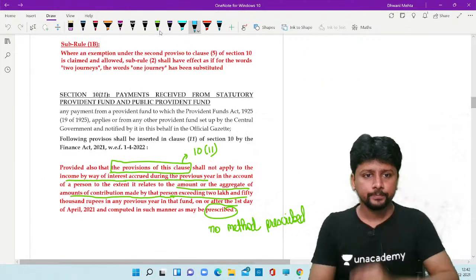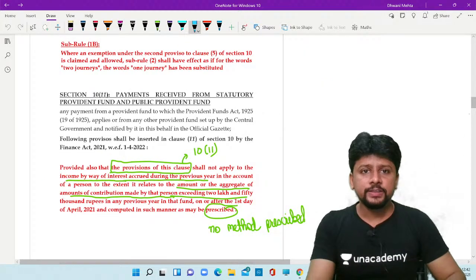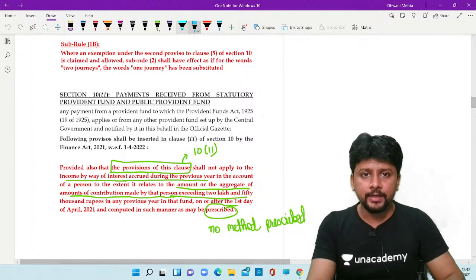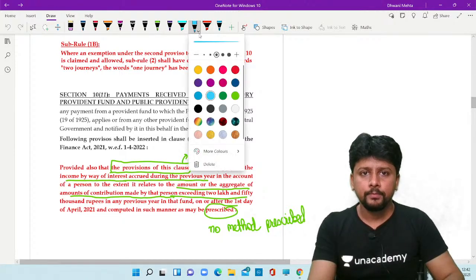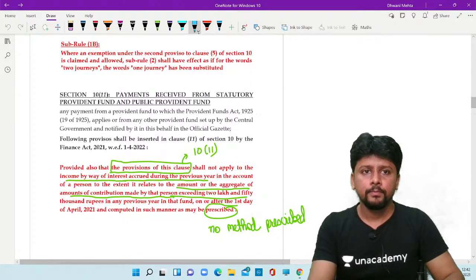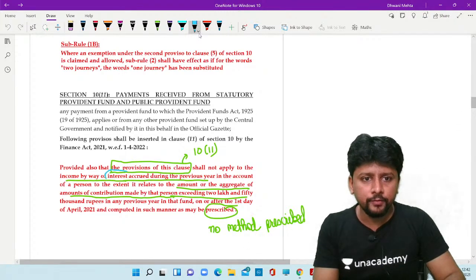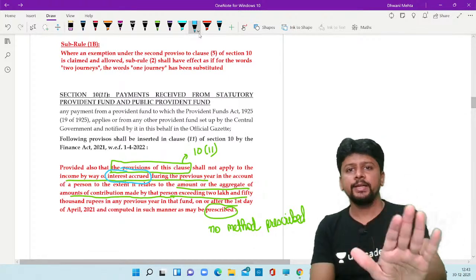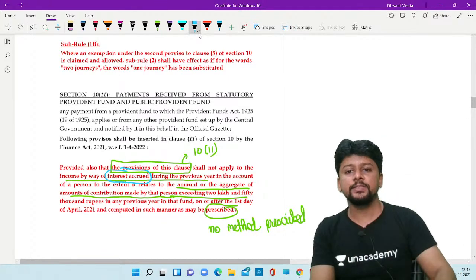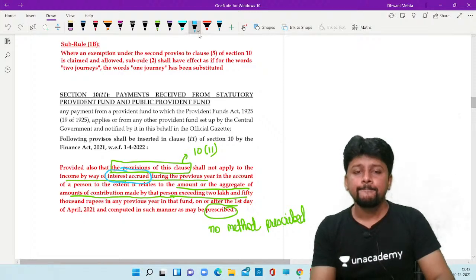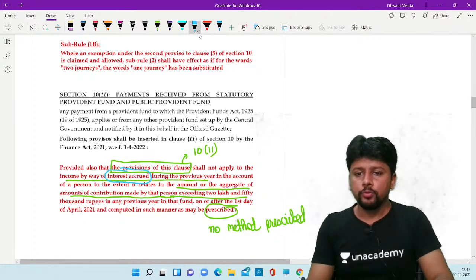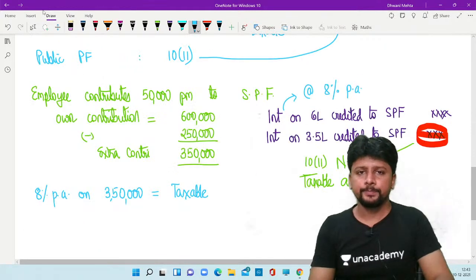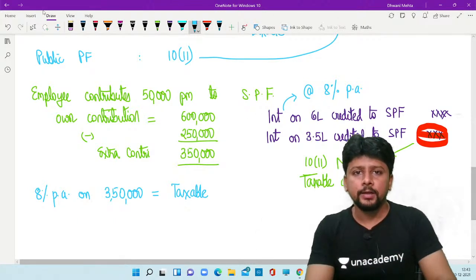Look at this. The provisions of this clause 10(11) shall not apply to income by way of interest accrued. Contribution is not subject to tax. The interest is being charged to tax. Now, the issue that can arise here. One small issue that can arise.